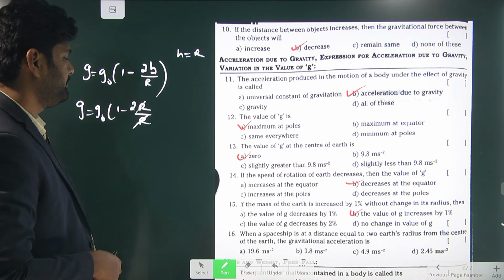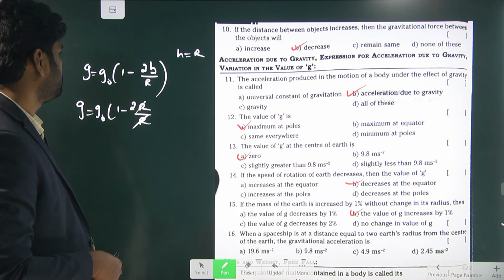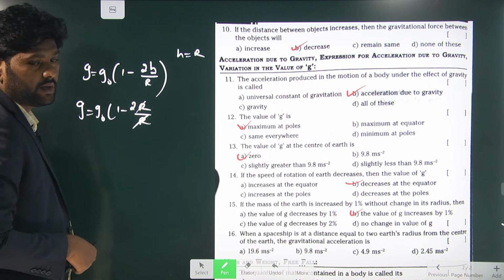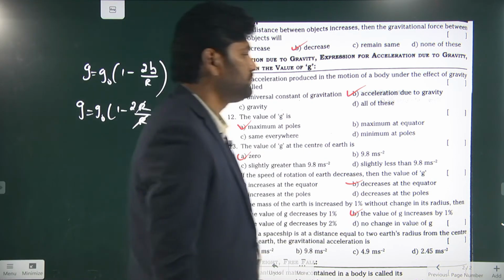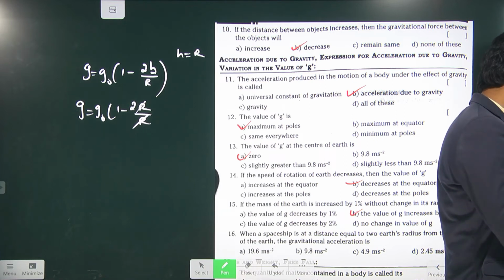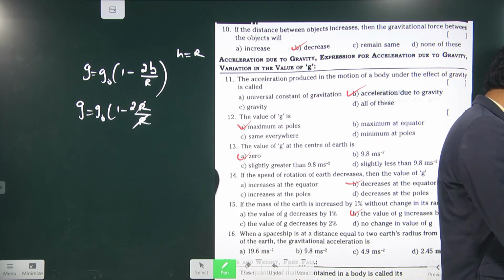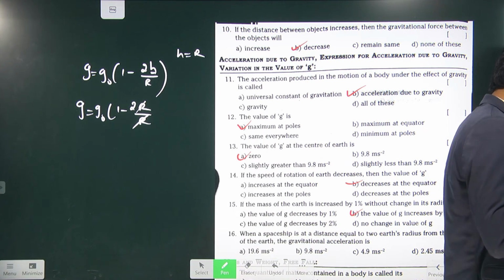We need the formula: h by r, 2h by r. Variation of the acceleration due to gravity with depth, with height. What is the height? With height. Tell me, Babu.